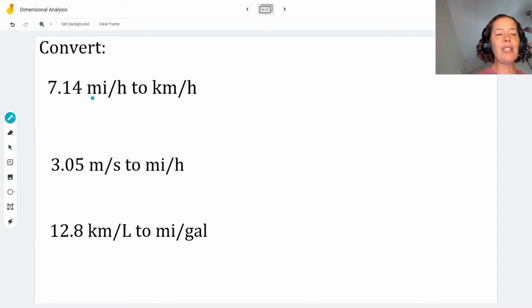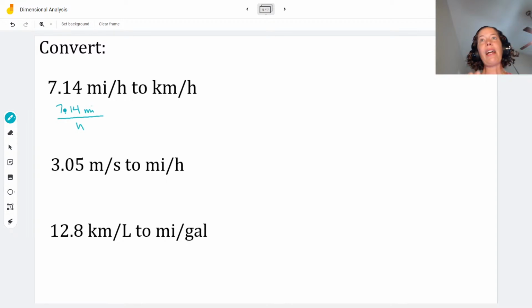So this first one, you can see I want to go from miles per hour to kilometers per hour. Now this one feels like it should be more, but it's actually less because all I need to convert is miles to kilometers. But this sets us up to start doing conversions of units in the numerator and the denominator. All right, so let's start with this one, 7.14 miles per hour.